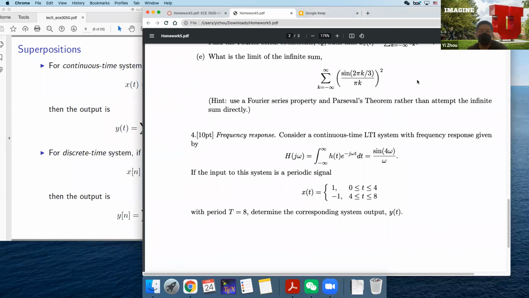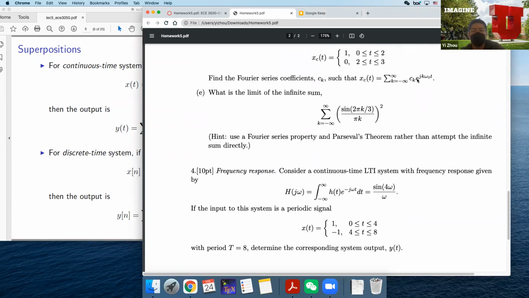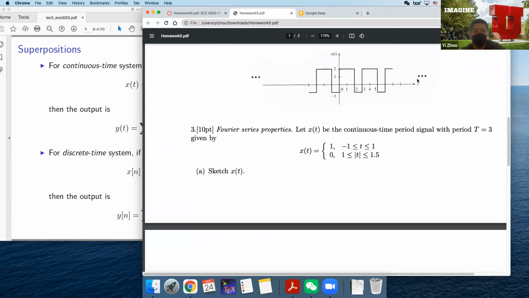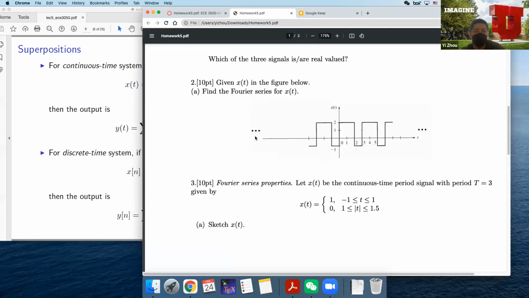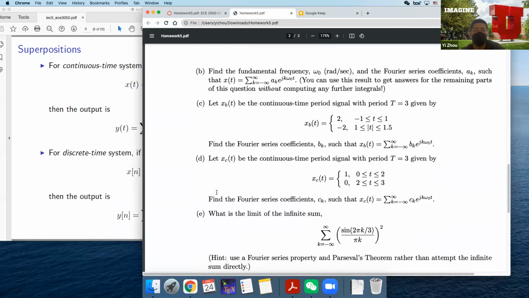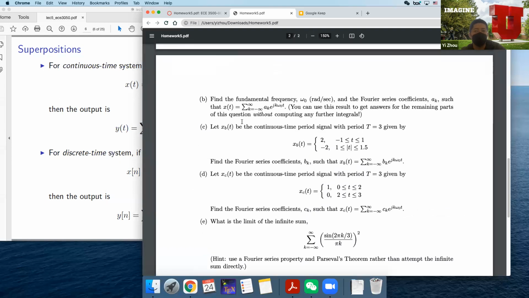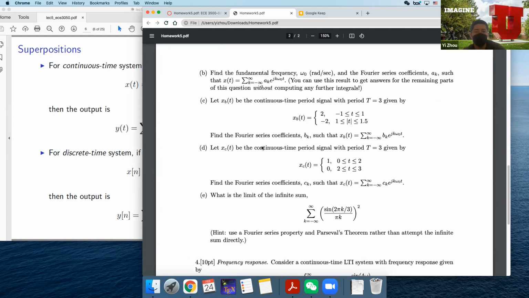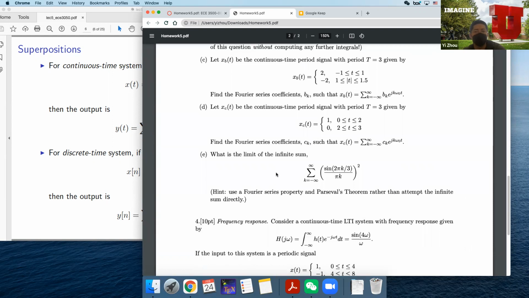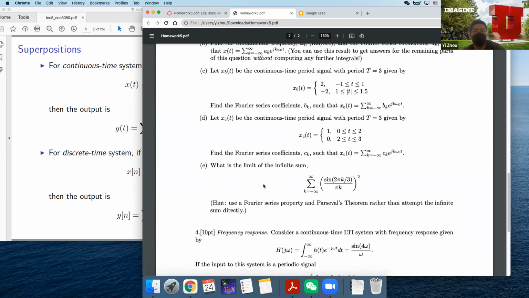Okay. Most of the problems are not that difficult, but for problem 3, make sure you utilize the properties of Fourier series to simplify and avoid calculations. C, D, E can all be done without intensive calculations. That is the main idea.